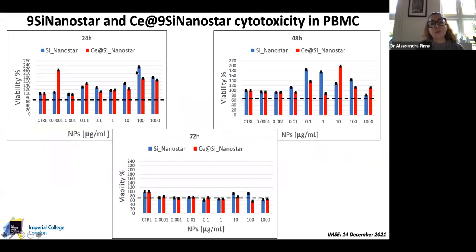What you can see from these graphs is that, going from the lowest nanoparticle concentration to the highest, the nanoparticles are safe, both the ones with and without nanoceria, until 48 hours. After 48 hours, and we can see it here at 72 hours, the particles start to be toxic, especially at the concentration of 1000 microgram per ml.